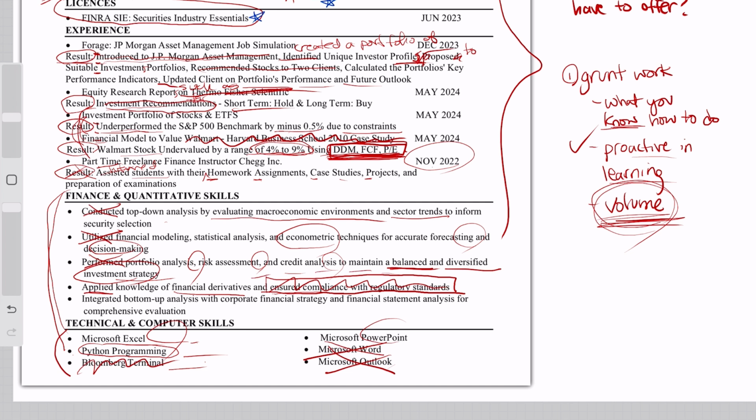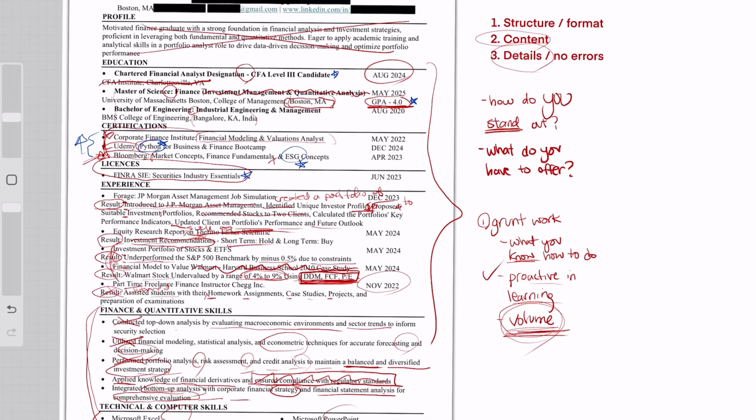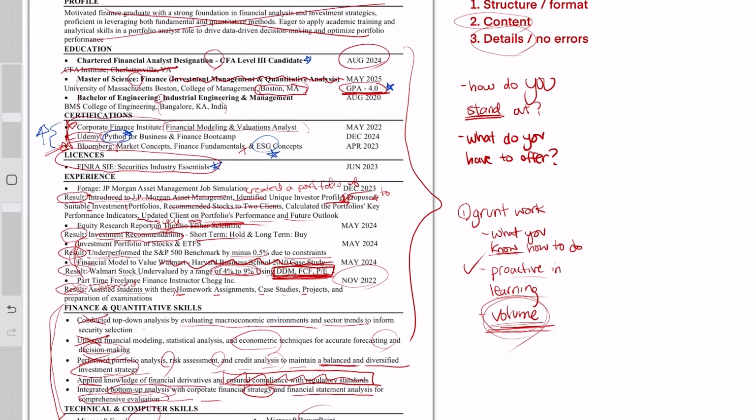"Integrated bottom-up analysis with corporate financial strategy and financial statement analysis for comprehensive evaluation." Now list out exactly what that was. What does it mean by bottom-up analysis? What does it mean by financial strategy? So at this point, this person has a long way to go. But the first thing you have to do is take out the fluff. Just because you don't have the experience, it doesn't mean you should just fill it with more words.